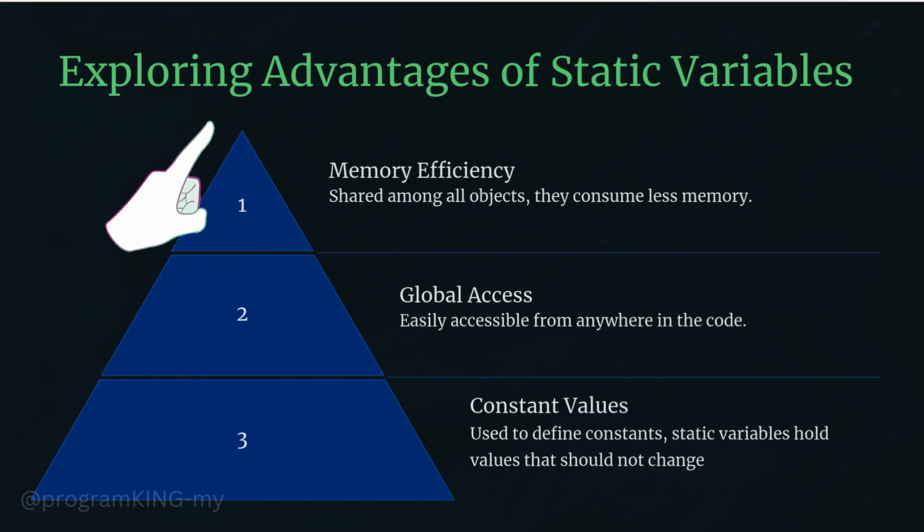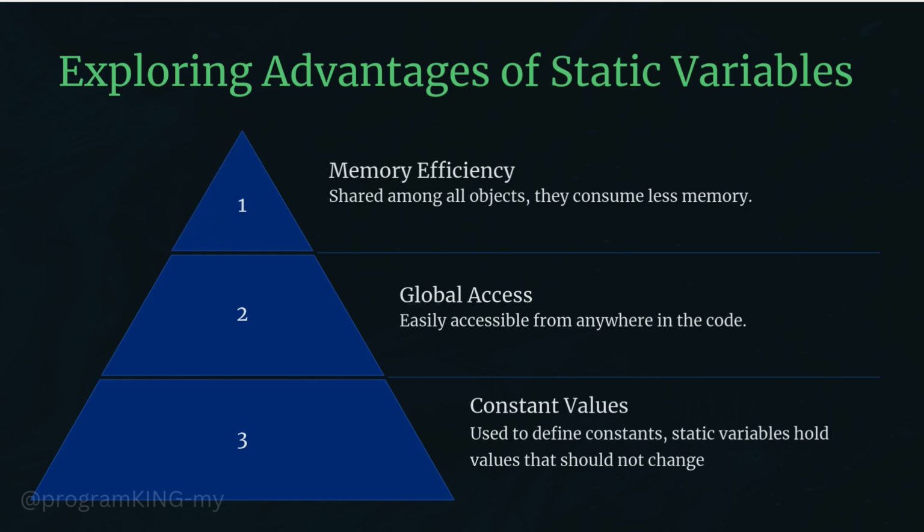Since static variables are shared among all objects of the class, they consume less memory. Rather than allocating memory for each instance of a class, only one memory location is used for the static variable, making your program more memory efficient.